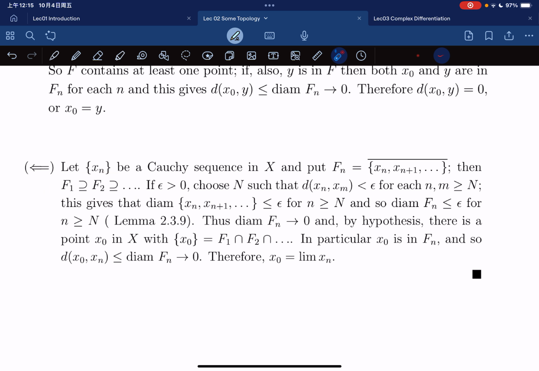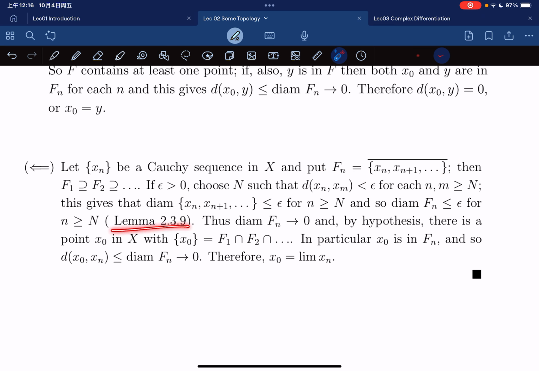And because it is Cauchy, Xn is Cauchy, so we can do this: less than epsilon for all n greater than N, which means that the diameter of this set is less than or equal to epsilon for all n greater than or equal to N, right? And by the lemma, this being less than or equal to epsilon implies the diameter of Fn, which is the closure of them, is also less than or equal to epsilon.